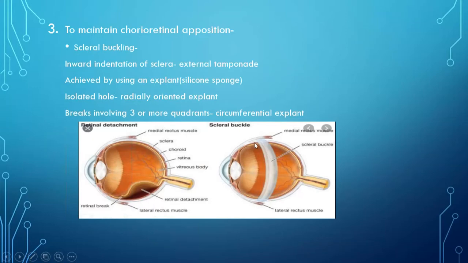And if it is just an isolated hole, then you can use a radially oriented explant. But if these breaks are not isolated and if they are involving 3 or more quadrants of the retina, then as seen in this picture, a circumferential implant can be used. Sorry, a circumferential explant can be used.